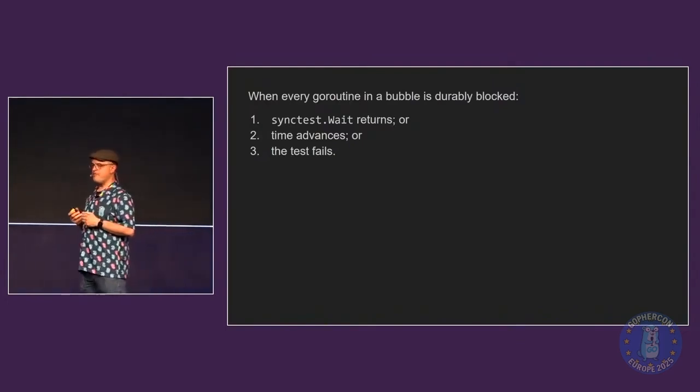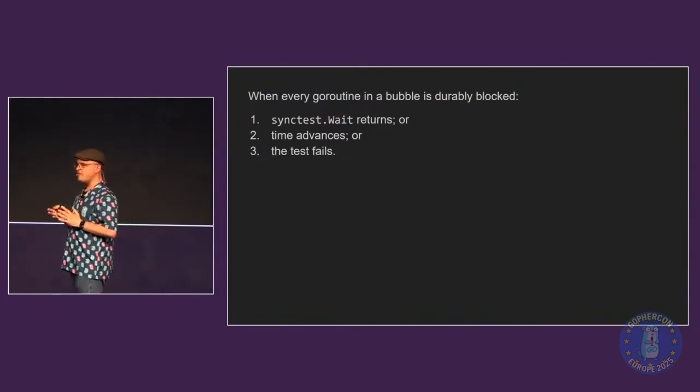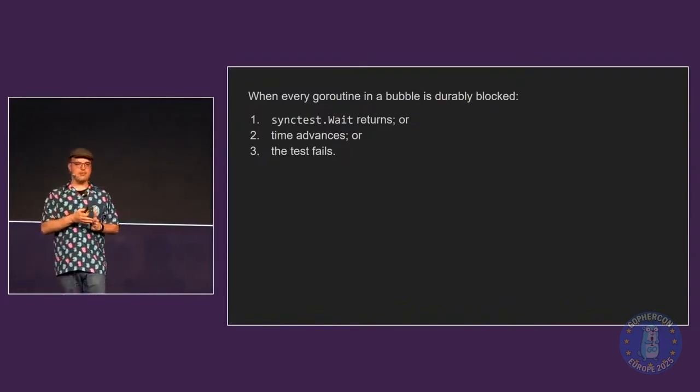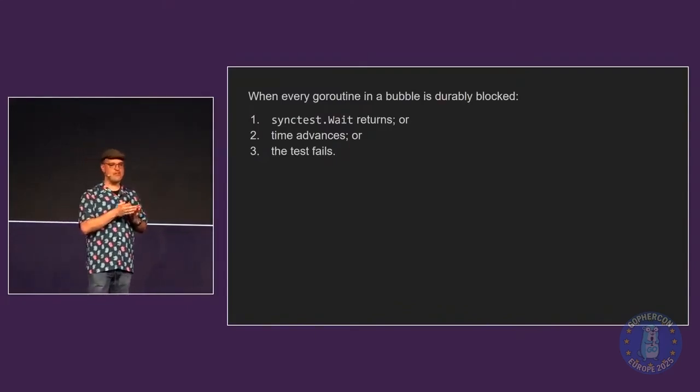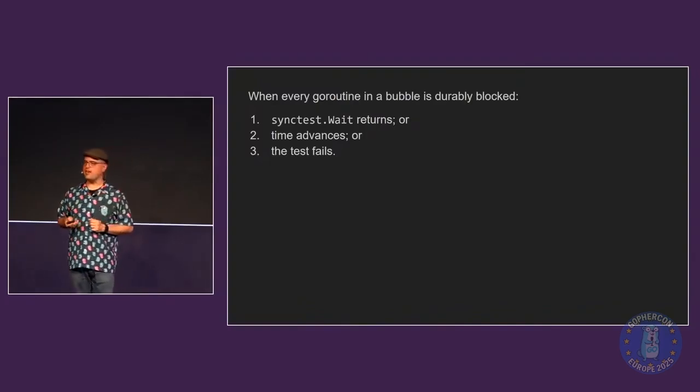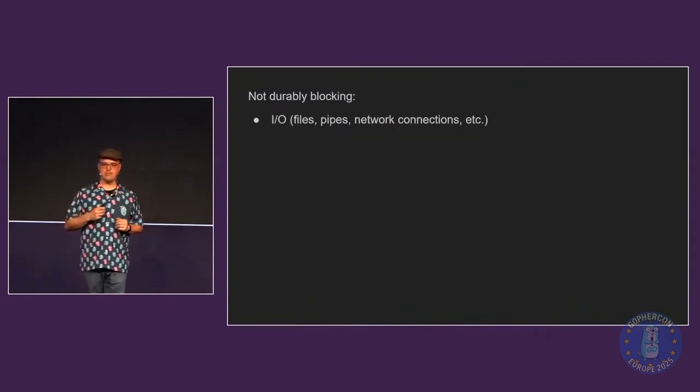It's important for us to make a distinction between a goroutine which is merely blocked and one which is durably blocked. We don't want to declare a deadlock when a goroutine is temporarily blocked on some event arising outside of its bubble. So let's look at some ways in which a goroutine can block non-durably.